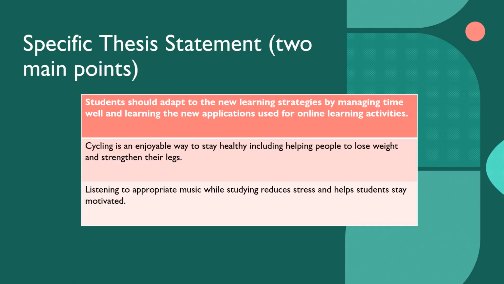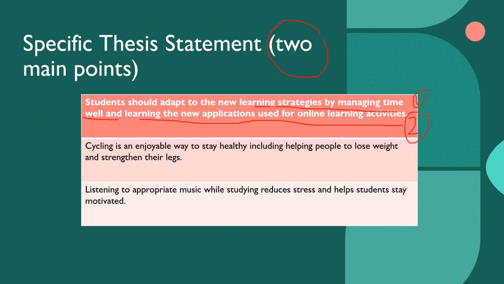Here are more examples of specific thesis statements, and this is how you are supposed to write your thesis statement, whereby you need to write 2 main points for the thesis statement. Okay, let us look at the first example. Students should adapt to the new learning strategies by managing time well and learning the new applications used for online learning activities. So this is the first point, and then this is the second point.